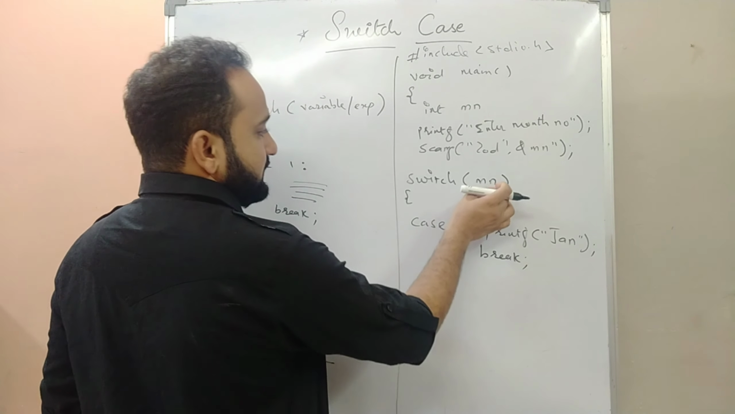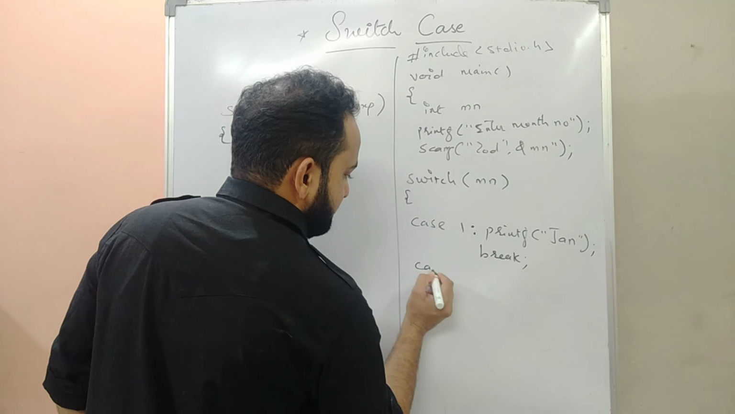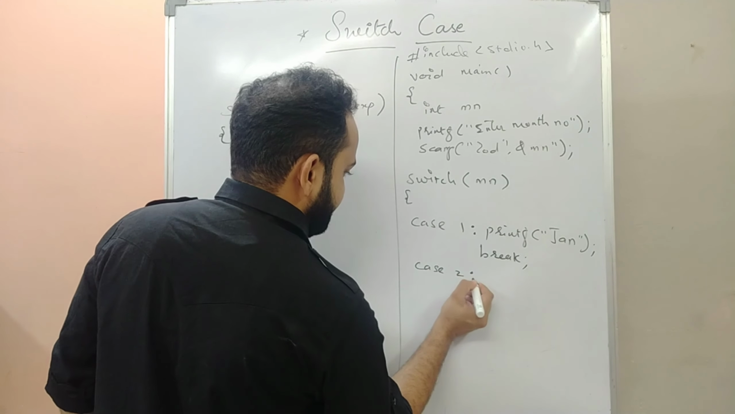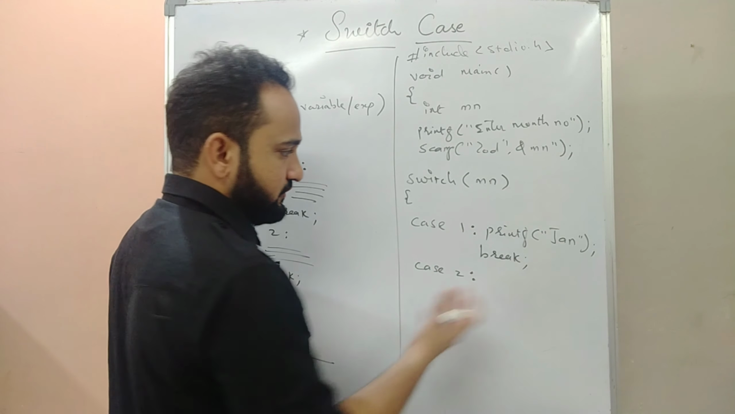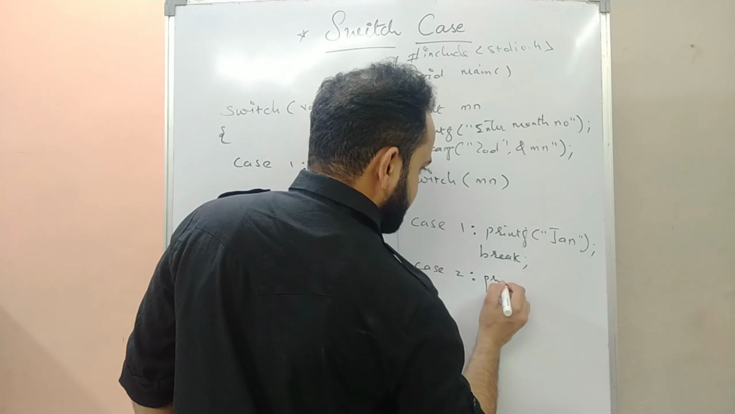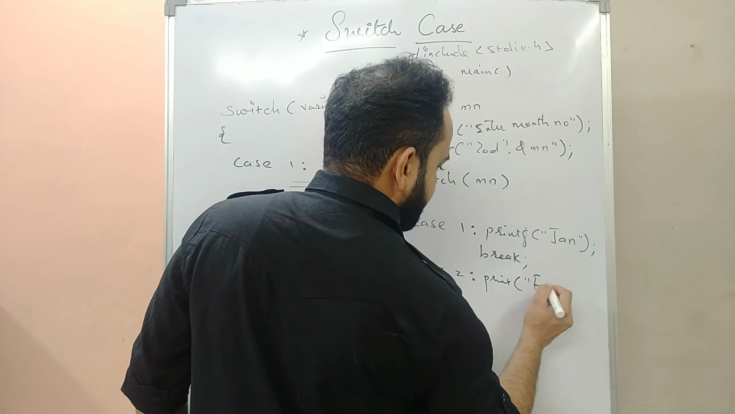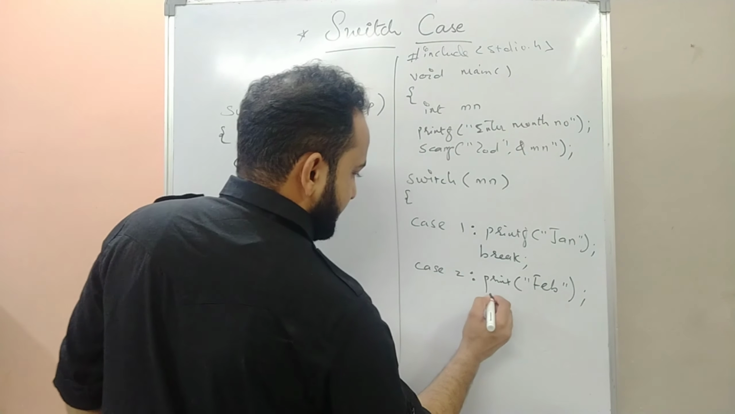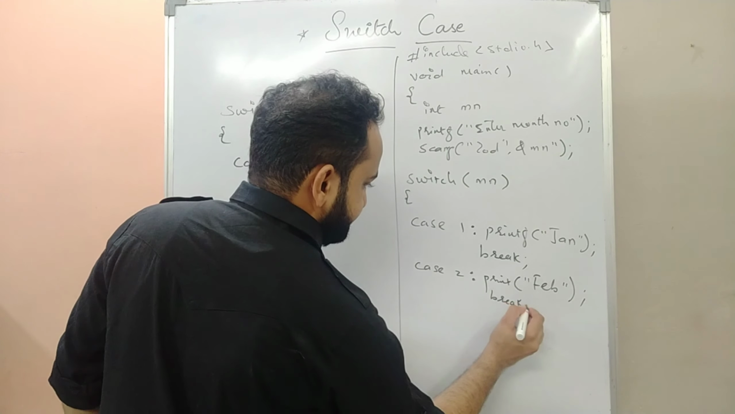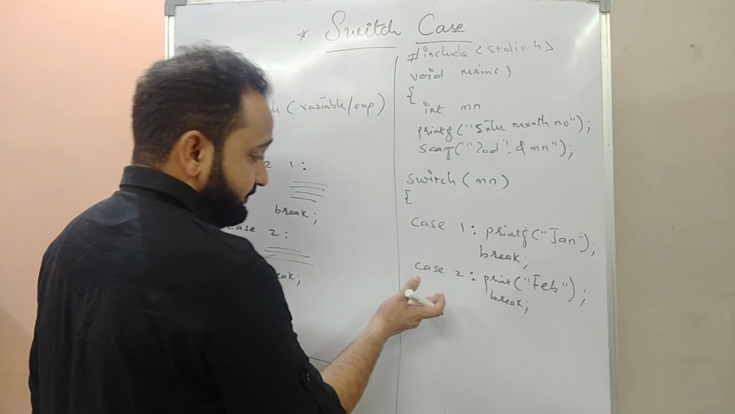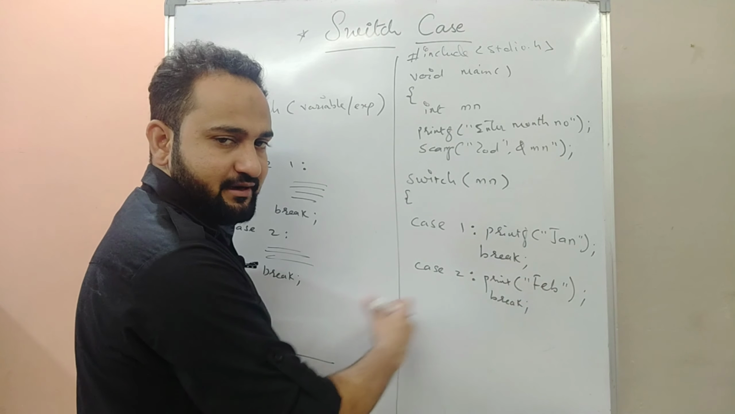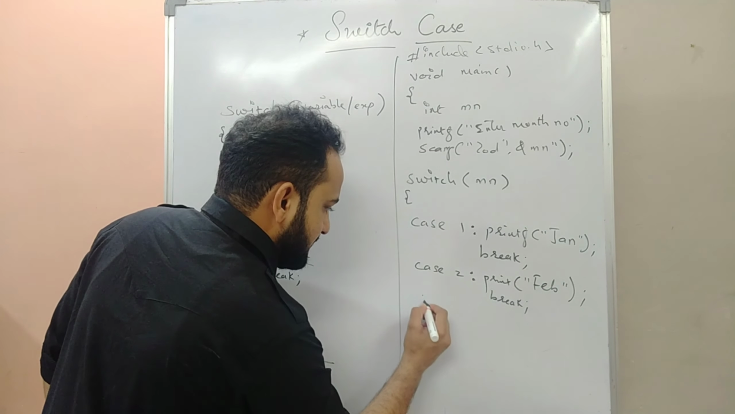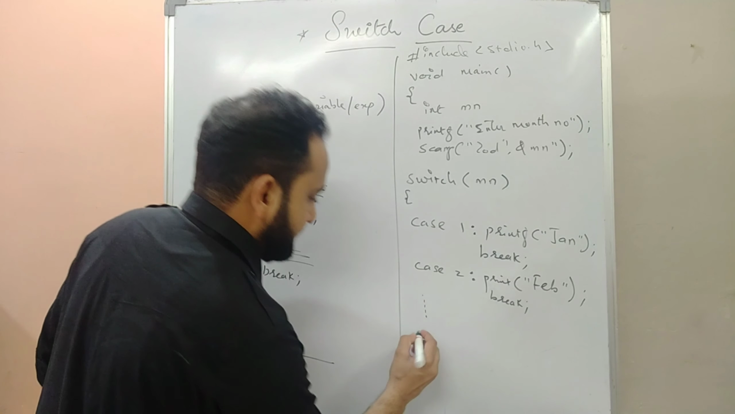Now after this, the value of mn can be 2 also, right? So if the value of mn is 2, the month number is 2. What do we have to print? We have to print Feb. Again I will be writing break. Similarly, you will have case 3, print March, break. Case 4, print April, break. Likewise, I'm just writing dot dot dot.